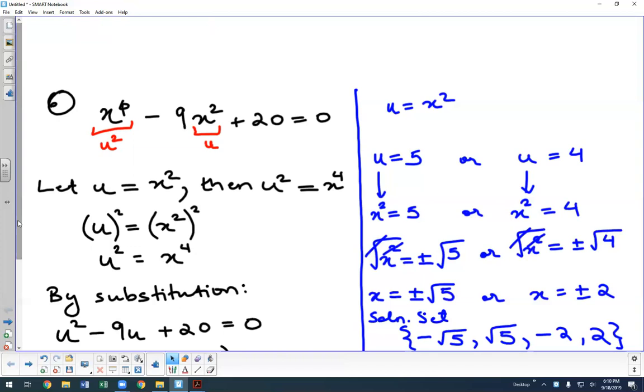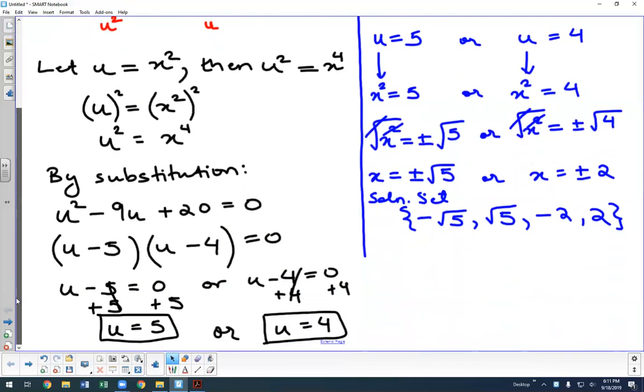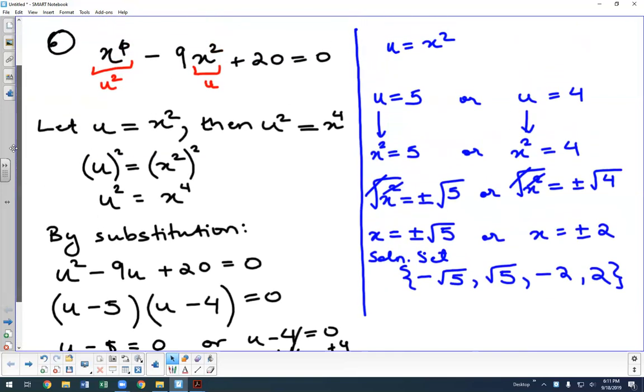So just to go through the steps one more time, we start by making our u substitution, and the u substitution will always start with a variable in the middle term. So in this case, we went with x squared, which led us to u squared would be x to the 4th, so that's our leading term. Using that, we make our substitution. We've got u squared minus 9u plus 20. By factoring, we were able to come up with u equals 5, u equals 4, and then we basically went back and brought that x squared back in for u, right? And then figured out what our final x values should be.